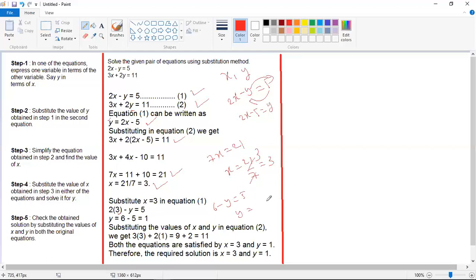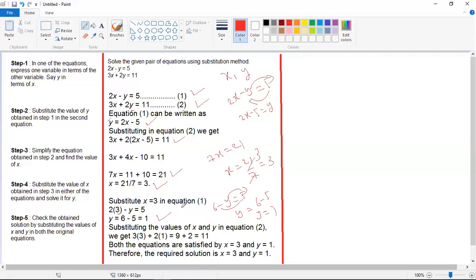So y is equal to, send 5 here, 6 minus 5, y will be 1. So finally we got the x value and the y value also. Now, if you want to verify whether the answers we got are correct or not, check step 5: check the obtained solution by substituting the values of x and y in both original equations.